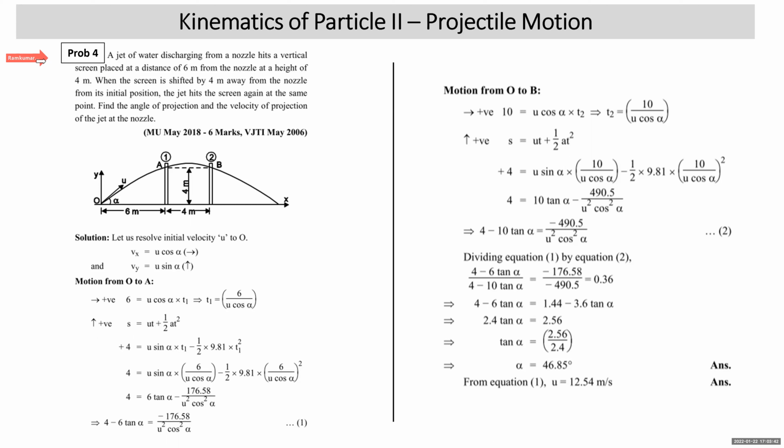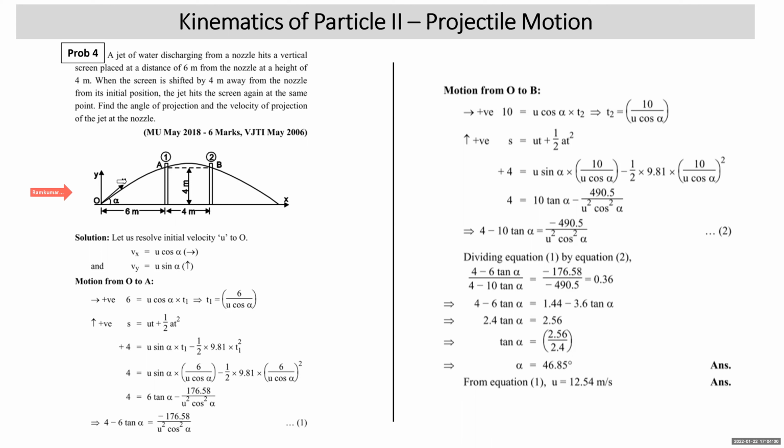This problem has been asked in the Mumbai University examination of May 2018 as well as in the VJTI examination of May 2006. Now we draw the diagram. He has not given any diagram. We'll first draw the diagram. Without a diagram, we don't solve any problem. First, I have drawn a horizontal line. I have shown the ground.